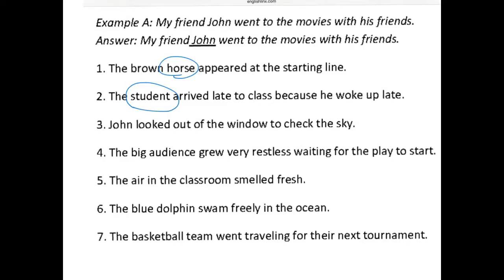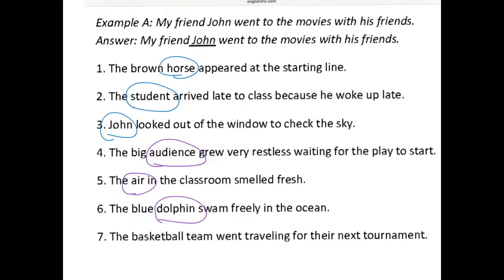And you can always make it into a question. Who looked out the window to check the sky? John. Let's look at the next one. The big audience grew very restless waiting for the play to start. Who grew very restless waiting for the play to start? The answer would be the audience. Okay? Let's go three more. The air in the classroom smelled fresh. What smelled fresh? The air. Okay? The blue dolphin swam freely in the ocean. Who swam freely in the ocean? The dolphin. So asking myself the question using the verb is definitely helpful.